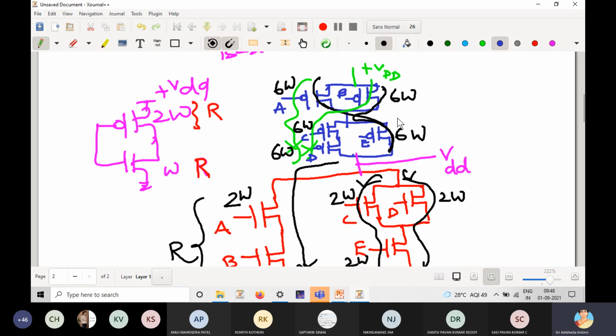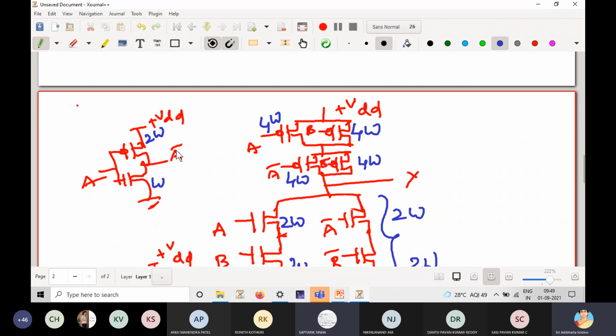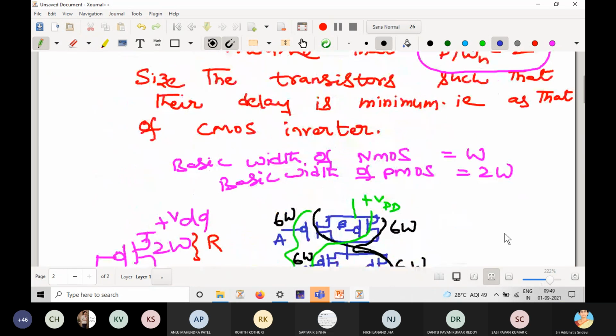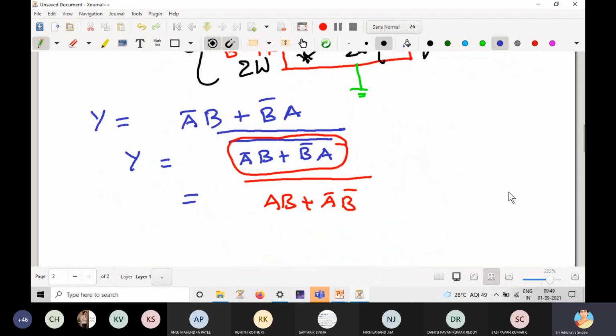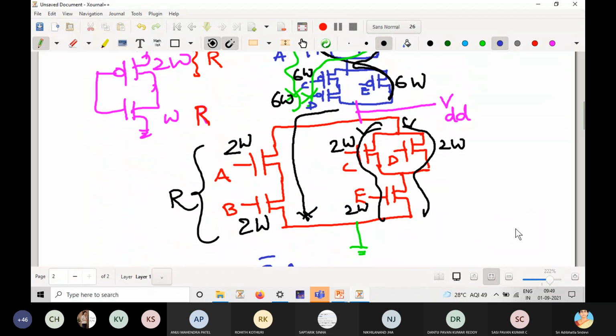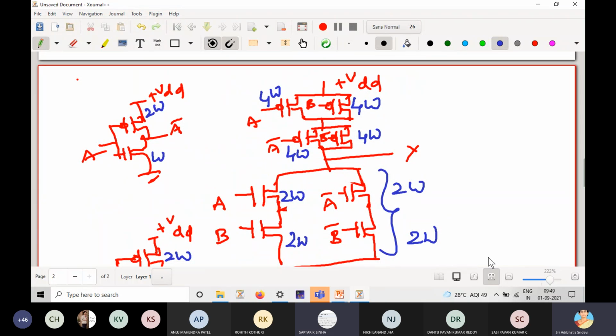That's why here, where there are 3 MOSFETs, I'm getting 6W. 2W is giving you R, so 4W will give you R by 2, and 6W will give you R by 3. See, here there are two PMOS. Okay, I understood. Now WP by WN equal to 2. If WP by WN equal to 3, it changes again. Is it clear? Yes, ma'am, it is clear.